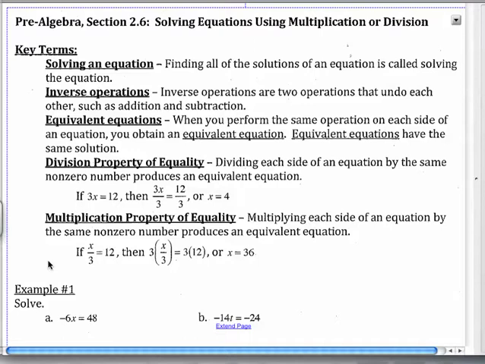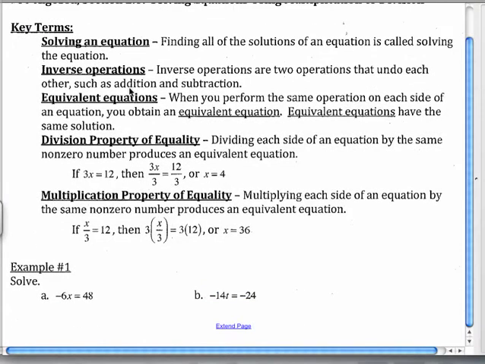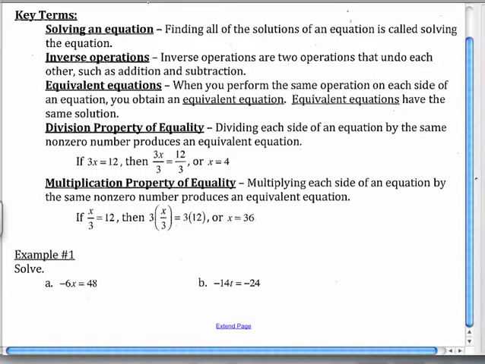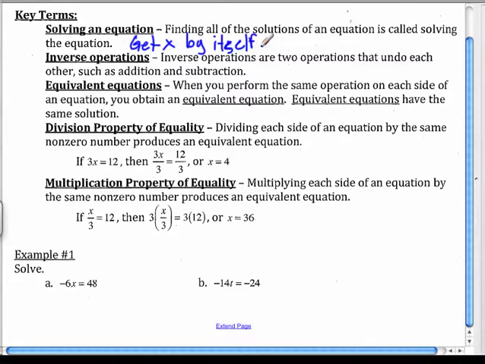This says finding all the solutions of an equation is called solving the equation, but the thing that I always want to think about is: get x or any other variable by itself. That's what we're doing when we solve. We're getting that variable by itself. Okay? Inverse operations, we've talked about this already, are two operations that undo each other, such as addition and subtraction, but today it's going to be multiplication and division. Okay? That'll undo each other.